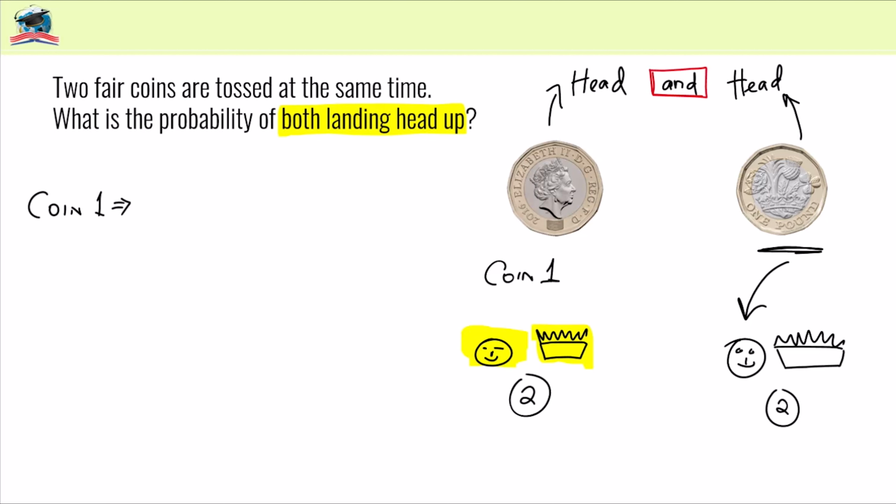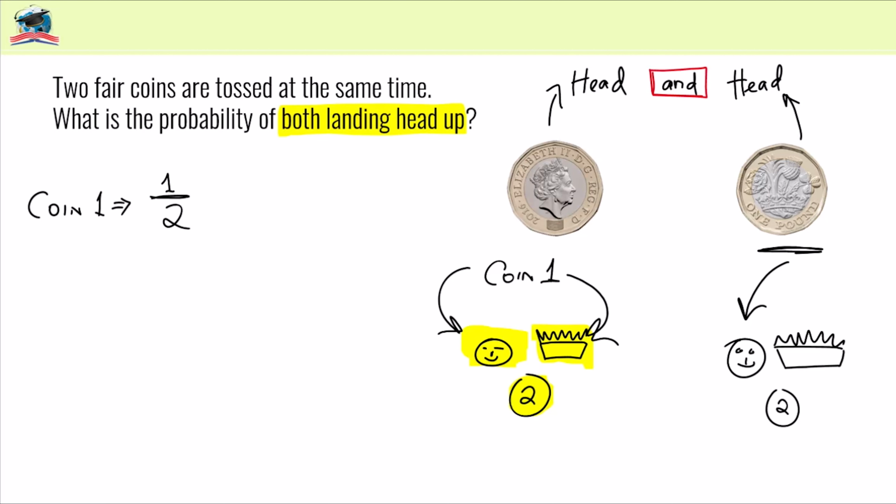So the question is asking for coin one, what's the probability of getting a head? Since we can only get one head, it's going to be one divided by the total that we can get. We can get a head or a tail, so we have a total of two. We can't get more than that. So that's going to be 1/2. Beautiful, we're done for coin one.